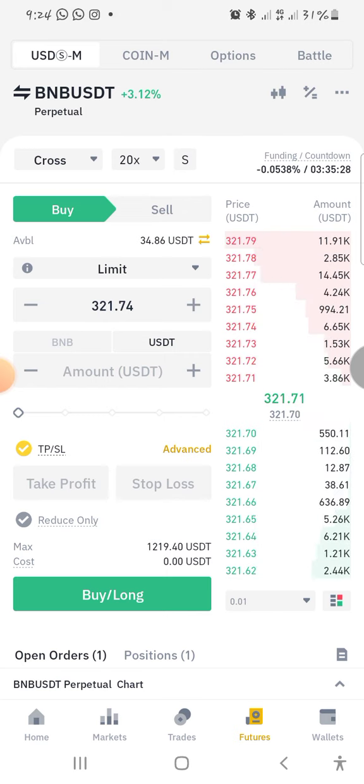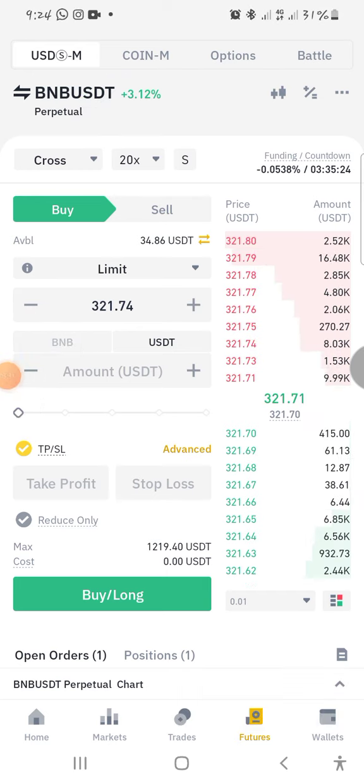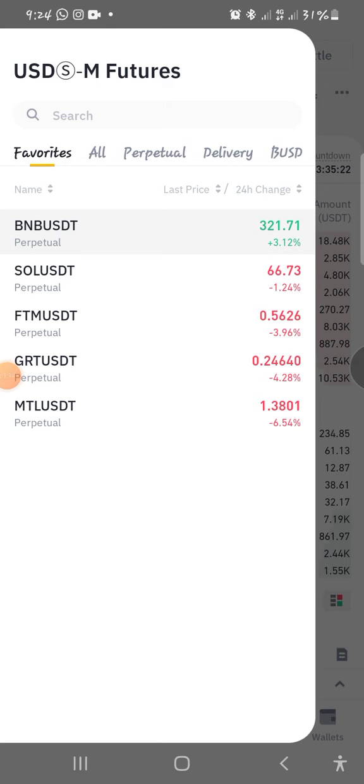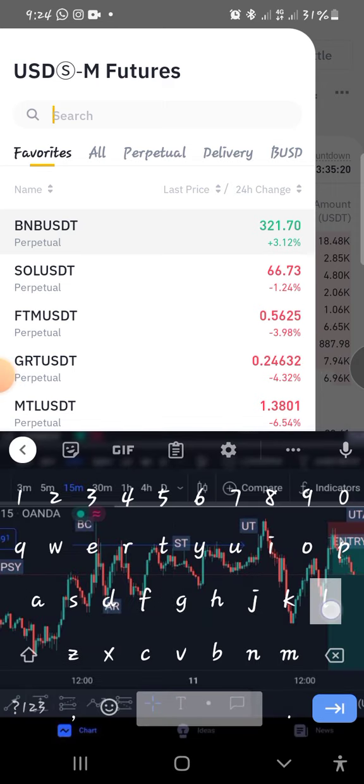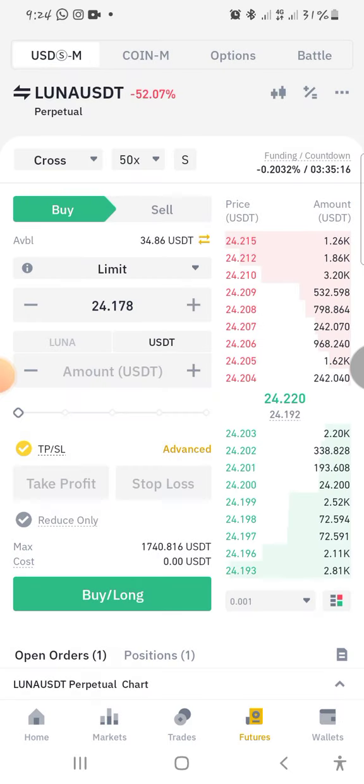Now this is futures here. If you want to select a coin, you click on the name of the coin. Once you click on it, you can search for any coin you want to trade. Let's say Luna. You can see now you press Luna. Once you press Luna, you see buy, you see sell, and all other kinds of things. Now let me start from the beginning. So I started from clicking the coin.